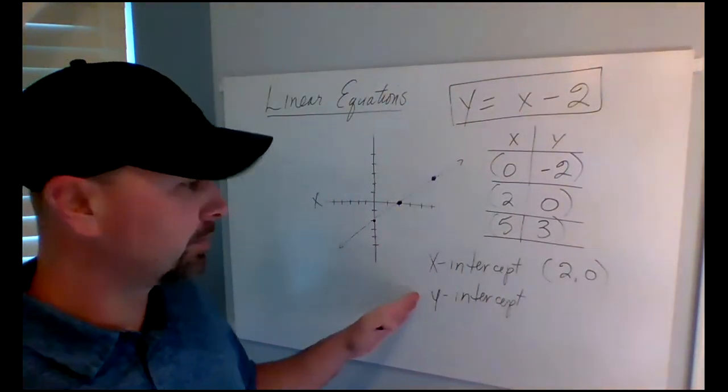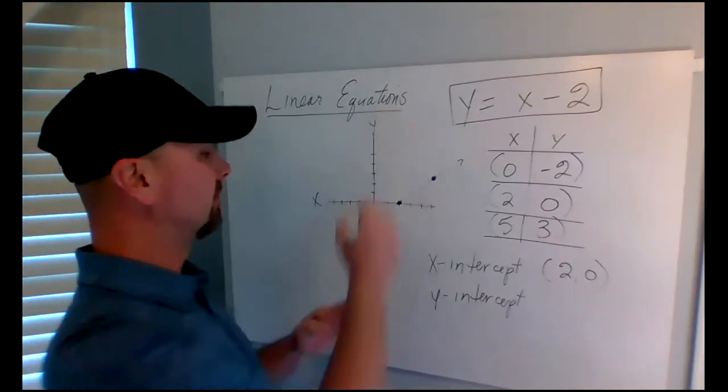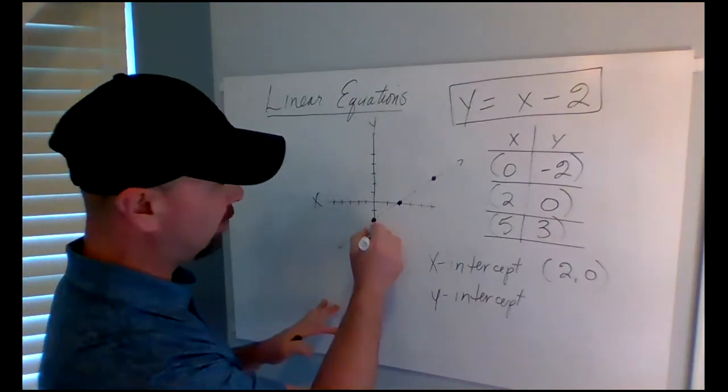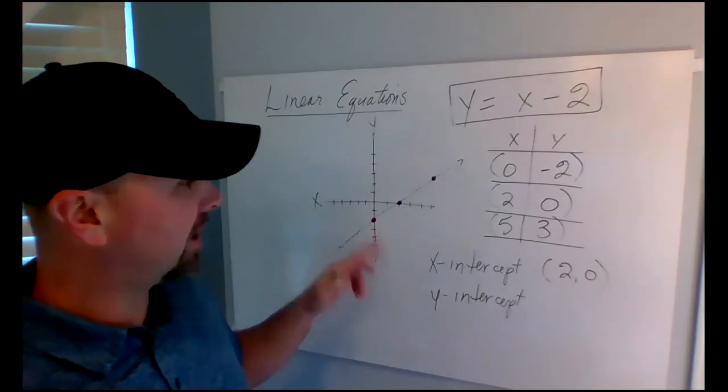The y-intercept is where the line crosses the y-axis, okay? And so that would be this point here. The y-intercept would be (0, -2).